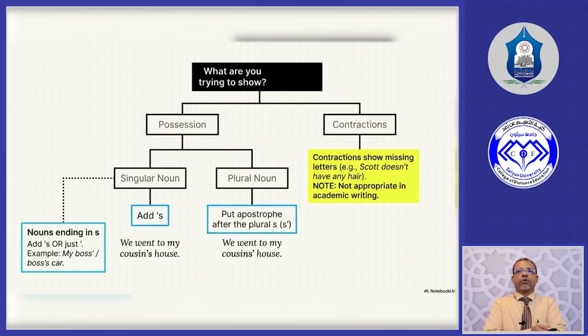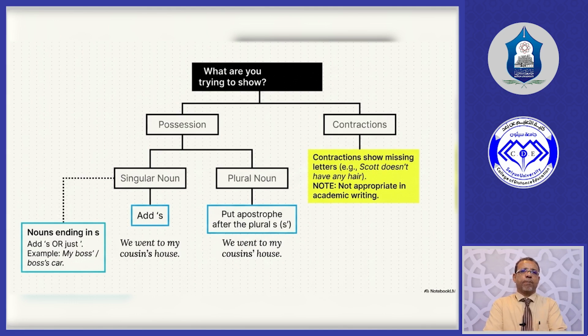Okay, here, if we want to talk about possession. Possession means something you have, something that belongs to you, not to someone else. Number one, singular noun. If it is singular, even if the noun ends in s, we add 's. For example, my boss's car. The car is not mine. It's not my car, it's my boss's.